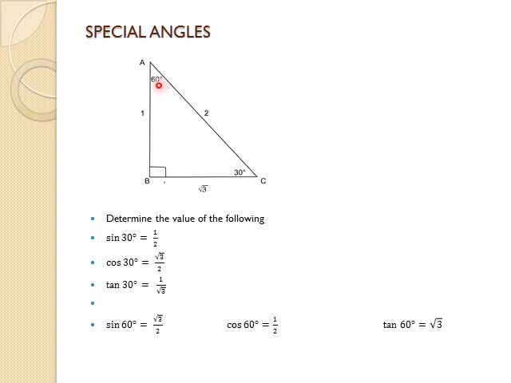Right, and if we work vice versa, sin 60, opposite being square root 3, hypotenuse being 2, cos 60 would be adjacent over hypotenuse, which is 1 over 2, and then tan 60, which is then square root 3 over 1, which gives me square root 3.